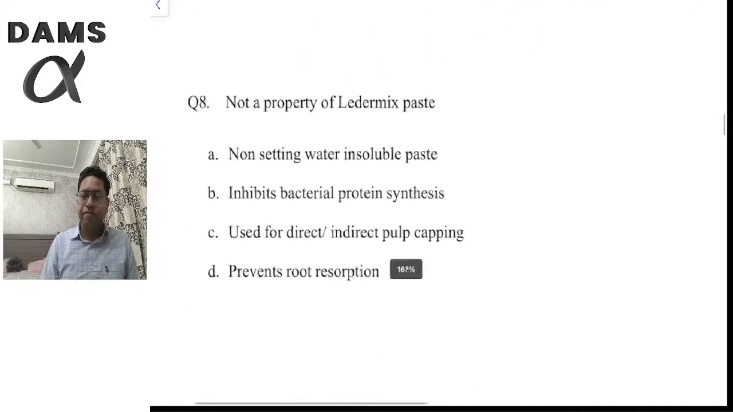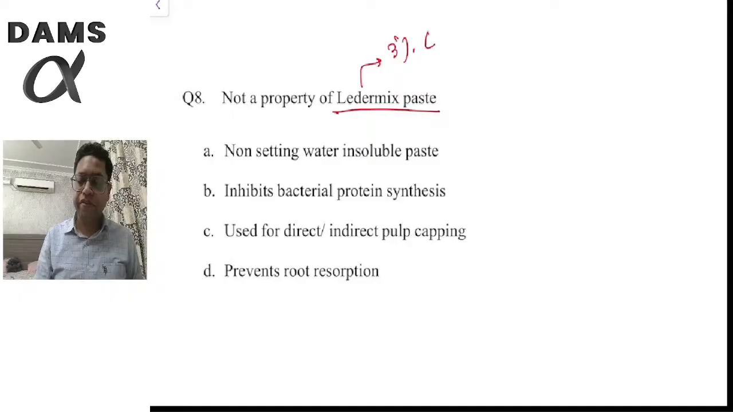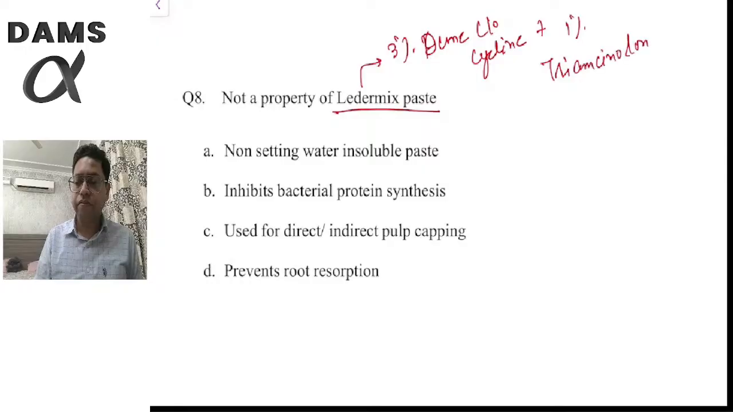Question number 8. Not a property of Ledermix paste. Now, what is Ledermix paste? You should know that to answer this question. Ledermix paste is a mixture of 3% demeclocycline, which is an antibiotic, a tetracycline isomer, and 1% triamcinolone acetonide, which is a steroid and anti-inflammatory agent.